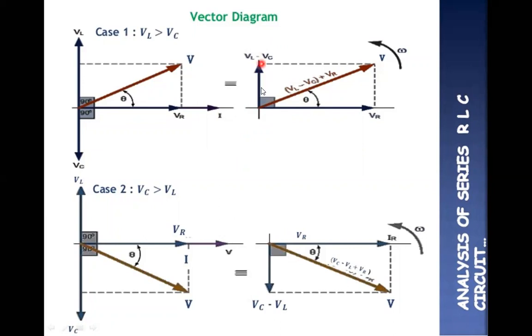You can see that this is VR and this is VL minus VC. Similarly here, this is VL minus VC and this is VR. So if VC is greater than VL, obviously this will come like VC minus VL plus VR, and here because VL is greater, it will be VL minus VC plus VR.